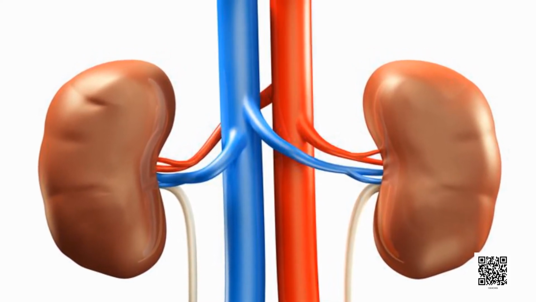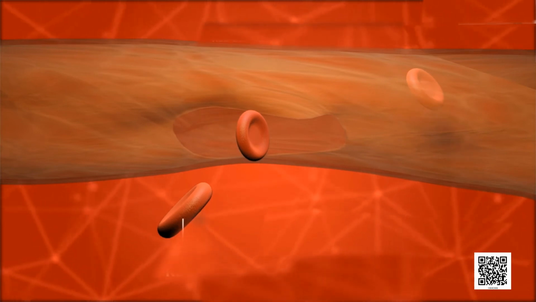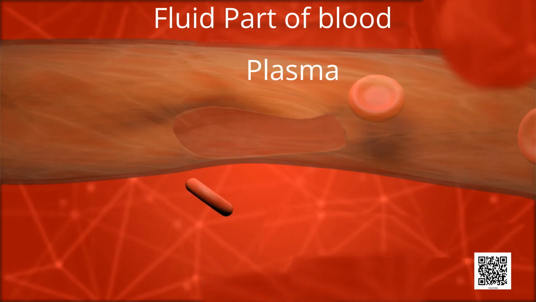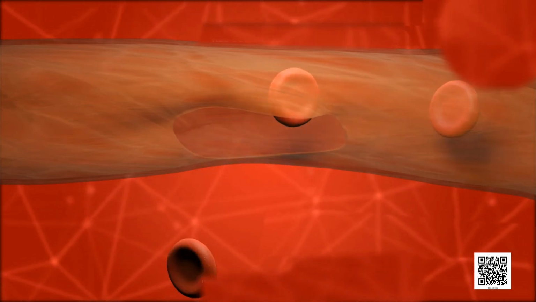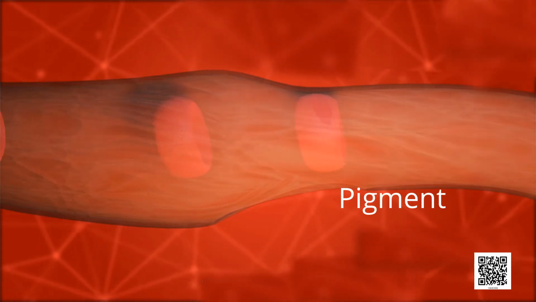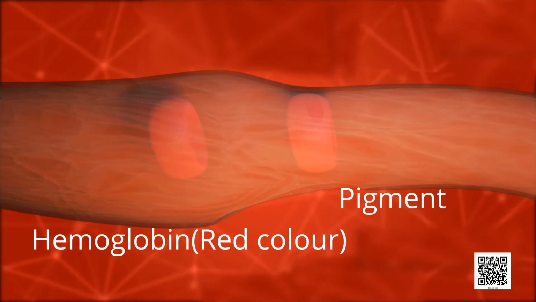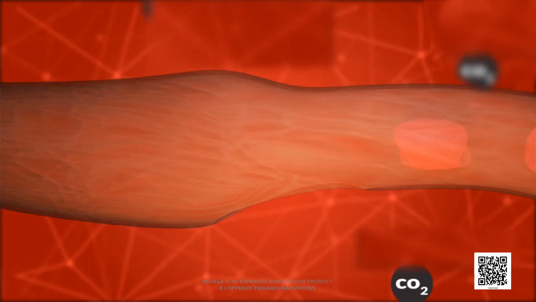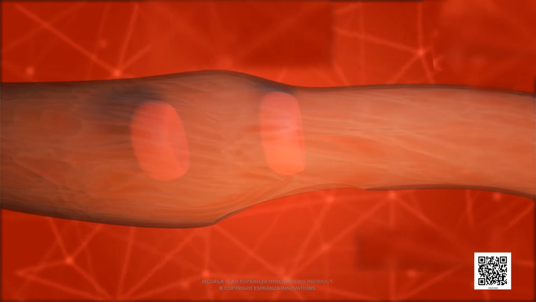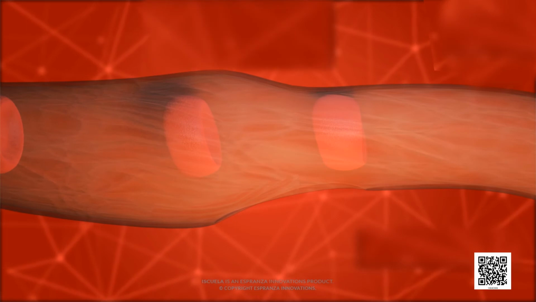Blood is a liquid which has cells of various kinds suspended in it. The fluid part of the blood is called plasma. One type of cells are the red blood cells, which contain a red pigment called hemoglobin. Hemoglobin binds with oxygen and transports it to all the parts of the body and ultimately to all the cells. The presence of hemoglobin makes blood appear red.